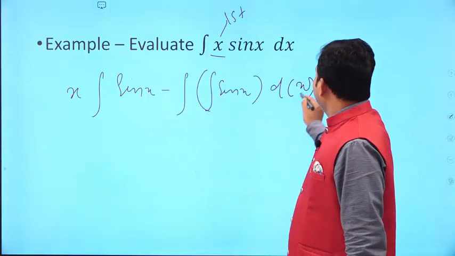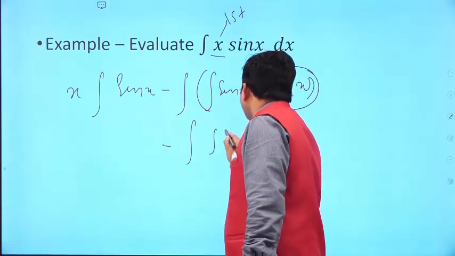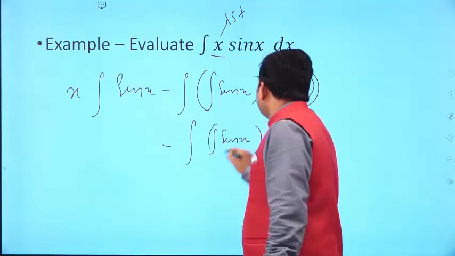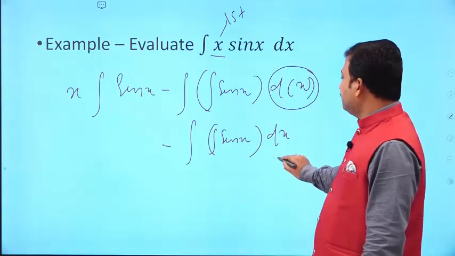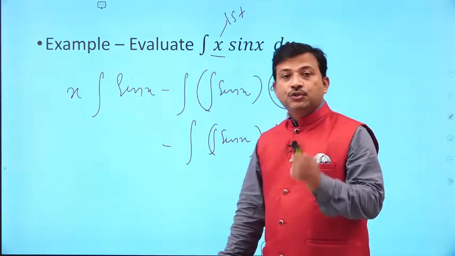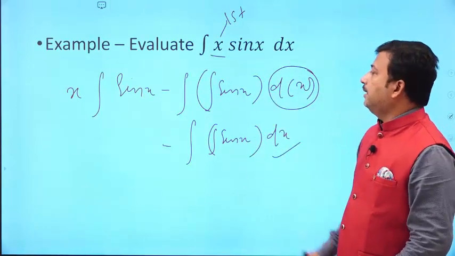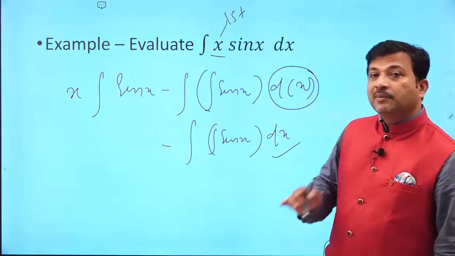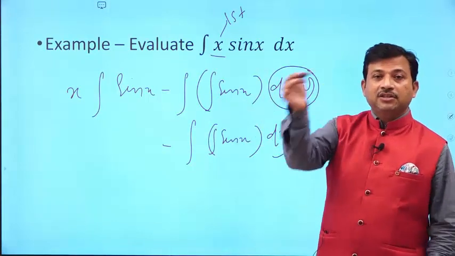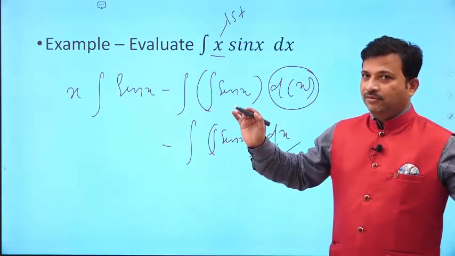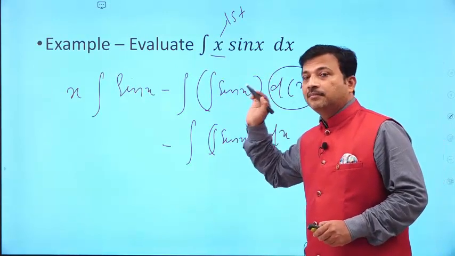So d of x equals how much? 1. So integration of sin x into dx. Like that it should be done. This is the way. So you should choose the first function and second function properly. Is it clear? Integration of sin x is how much? Derivative of sin x is how much? Cos x. Integration of cos x is how much? Sin x. Is it clear? These are just opposite of each other. You know this. This is the process you need to follow, based on integration by parts.